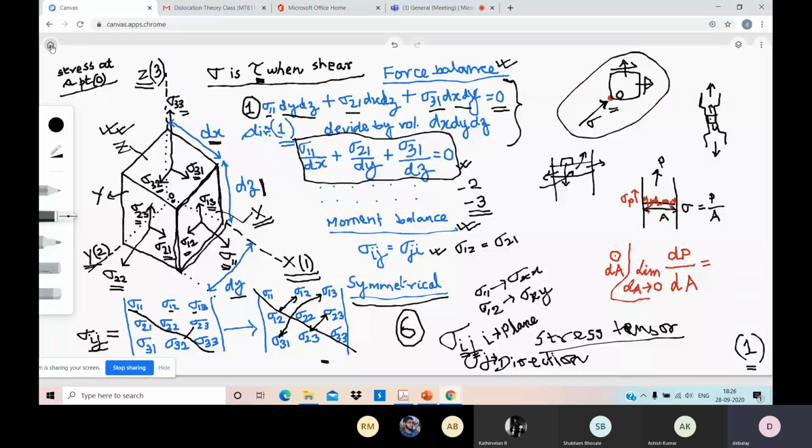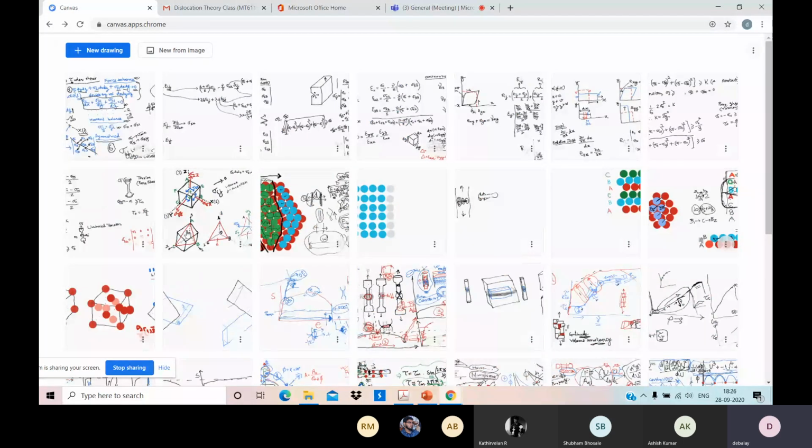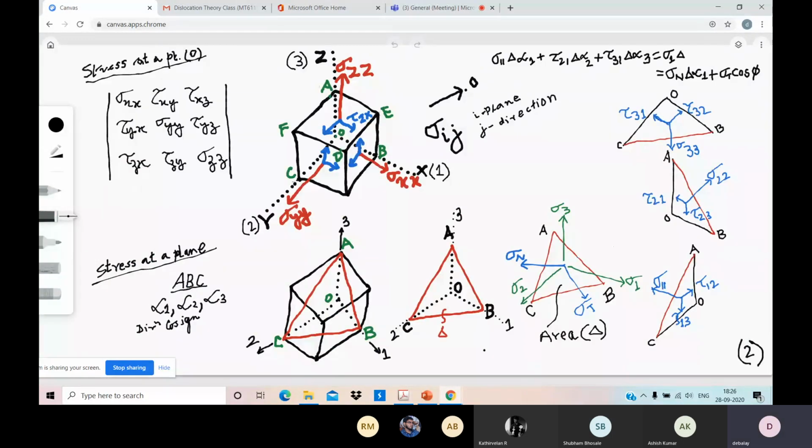And you know, in sigma ij, i represents the plane on which stress is acting, j represents the direction towards which stress is acting. The same thing is drawn again in this diagram. The stress tensor is written here, sigma xx, tau xy, xz, and you know yx equals xy. From moment balance, you know this is symmetrical. So the stress tensor is a symmetrical tensor. This is very clear. Again, the same drawing is here as I have shown.